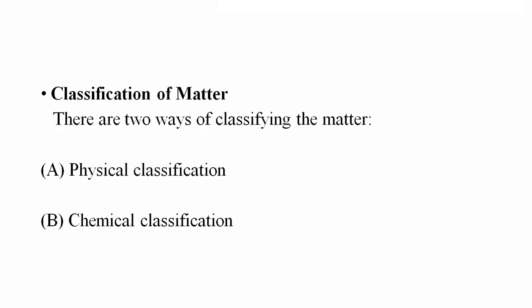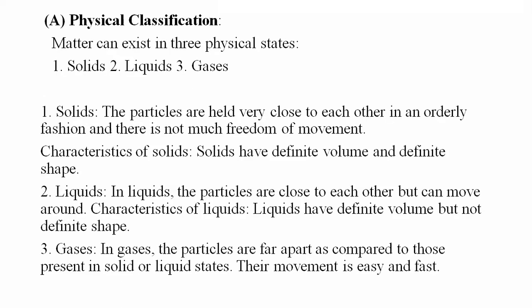Okay, so classification. Based upon the nature of matter, matter is classified in two ways: physical classification and chemical classification. As soon as we say classification, you will say matter is classified into three states: solids, liquids, and gases. No, matter is classified in two ways. Under physical classification, physical means depending upon how they are seen from outside. We have three states of matter: the first one is solids, then liquids, and then gases.